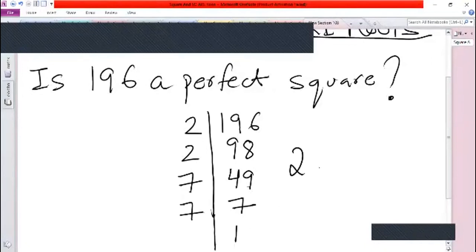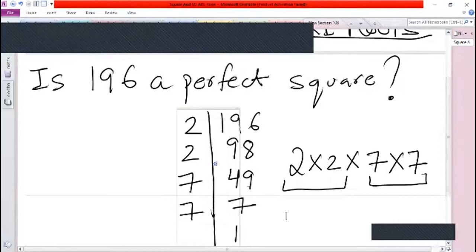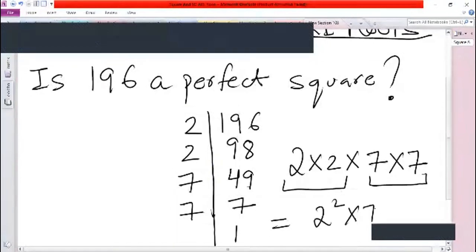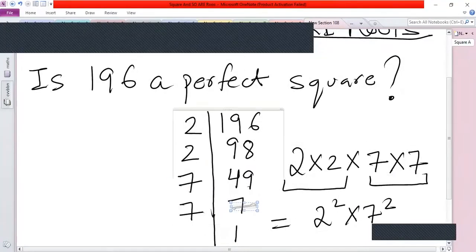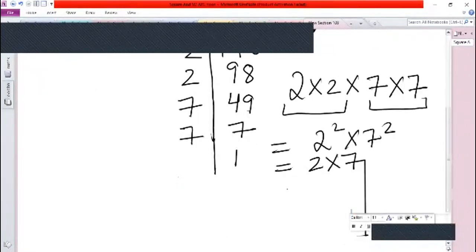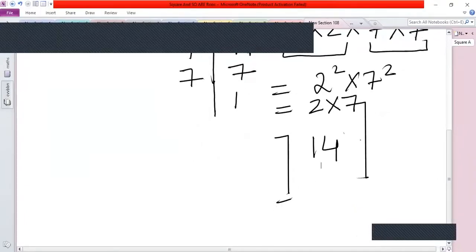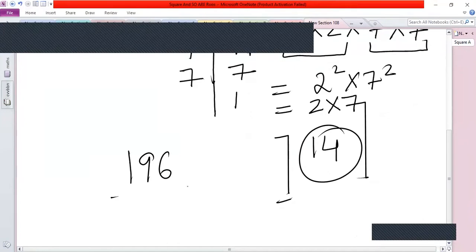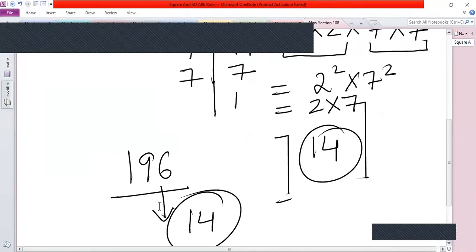So now what are the numbers? 2 multiply 2 multiply 7 multiply 7. Now what pairs have you got? I can pair it up, right? 2 squared multiplied by 7 squared. When we take out the perfect square, we pair and make it 1. We are finding out the square. So it will be 2 into 7, that is 14. So 196 is a perfect square, and it is a square of which number? 14, ma'am. 14, right?